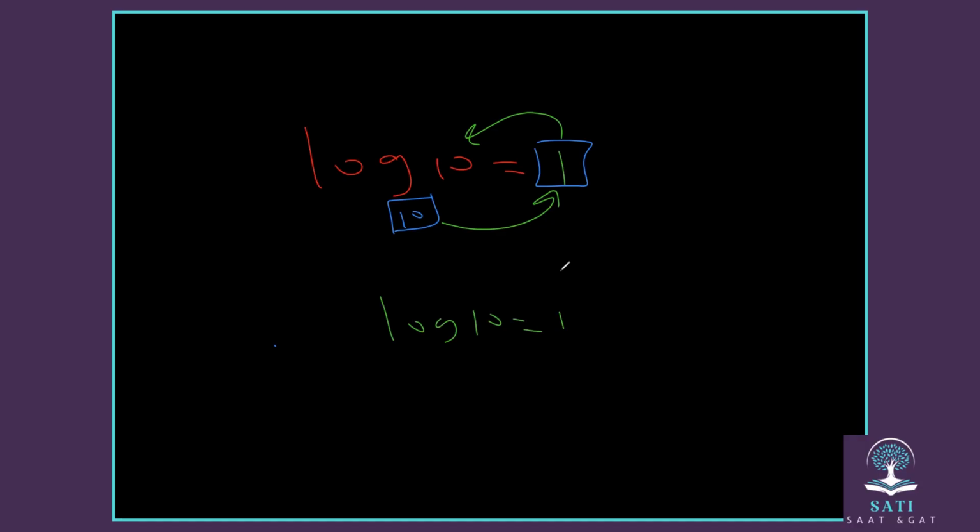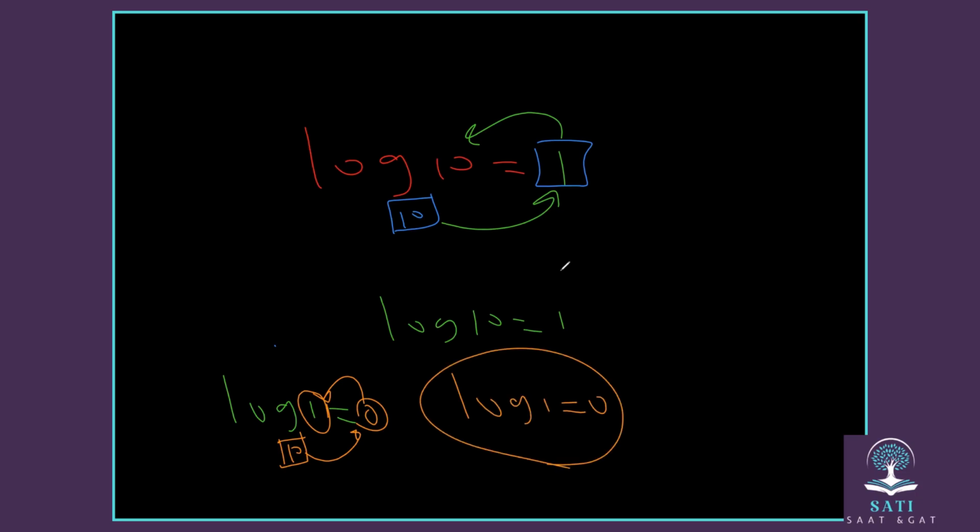Good. If I tell you now log 1 equals what? You're going to see that the base is 10, but it's not written. So you deal with it right there. 10 power what gives me 1? 10 power 0, because any number power 0, the result will be 1. So that means log 1 equals 0. And I hope that is clear.